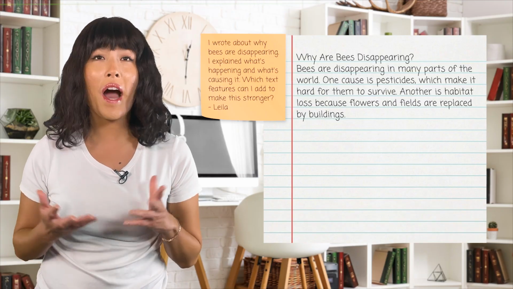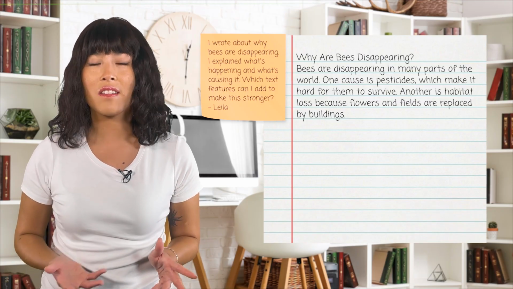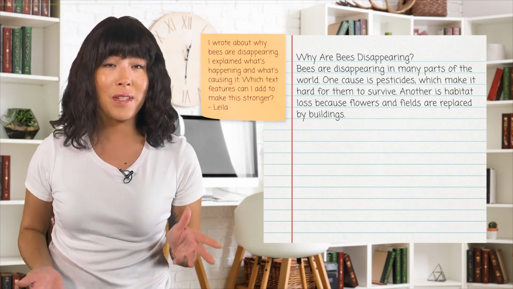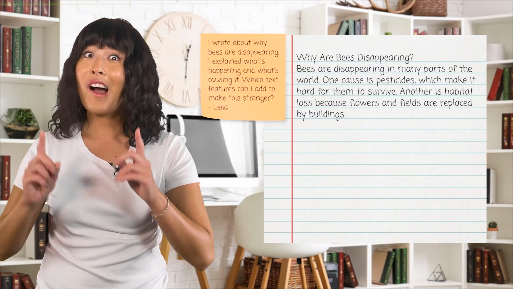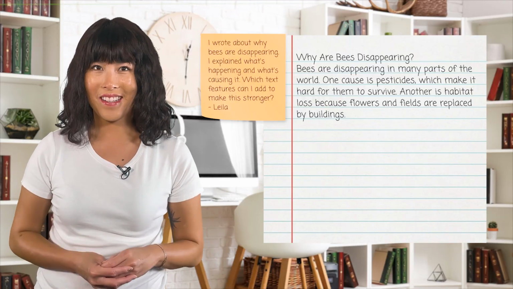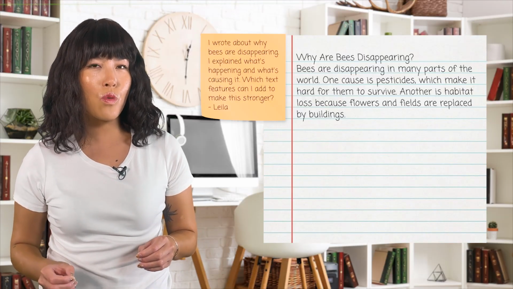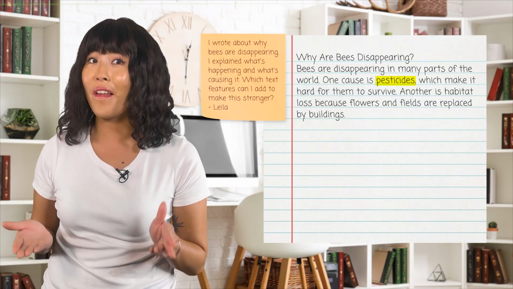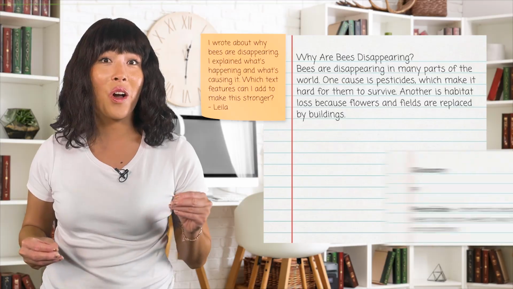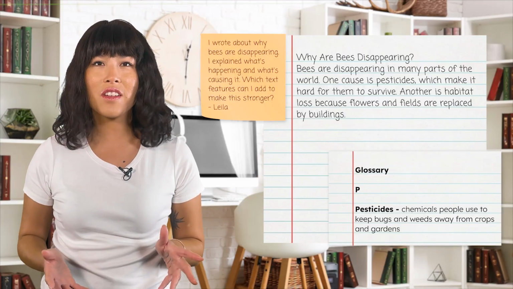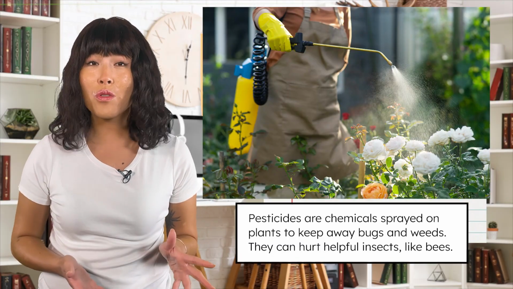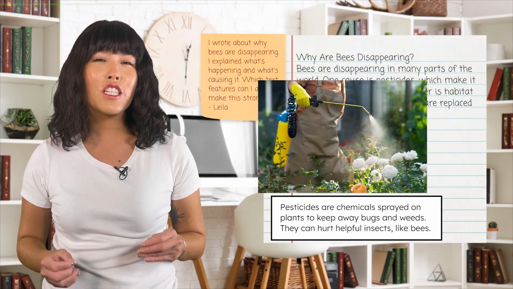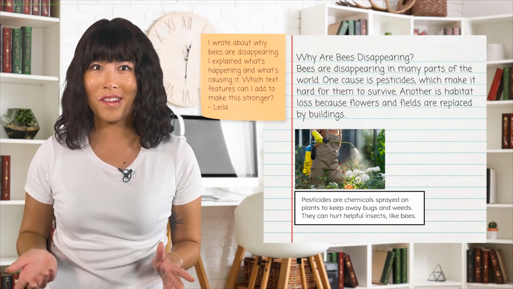Layla explained why bees are disappearing with causes like pesticides and habitat loss. That's a cause and effect structure. One thing that stood out to me was the word pesticides. Some readers might not know what that means. Adding a glossary with a simple definition or a photograph with a caption could explain the meaning of this word.